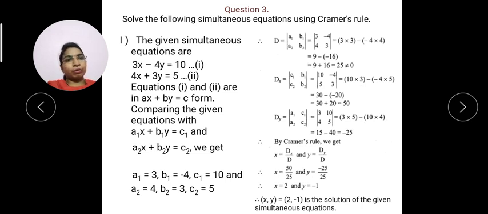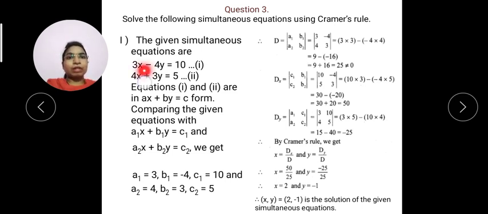Before this we learned three methods: first is the substitution method, another is the elimination method, and one more is the graphical method. By these three methods we can solve simultaneous linear equations in two variables. Now this one is the fourth method, Cramer's rule. Cramer's rule uses determinants to solve linear equations in two variables.